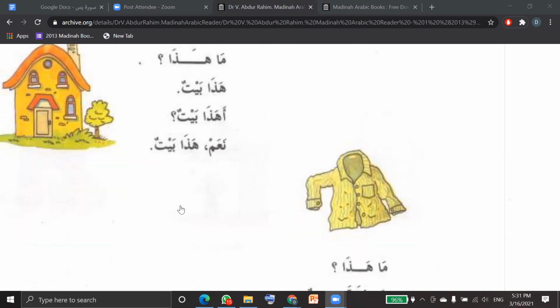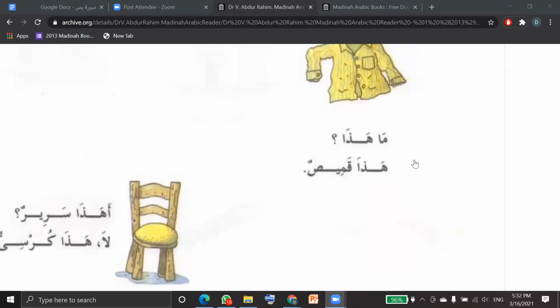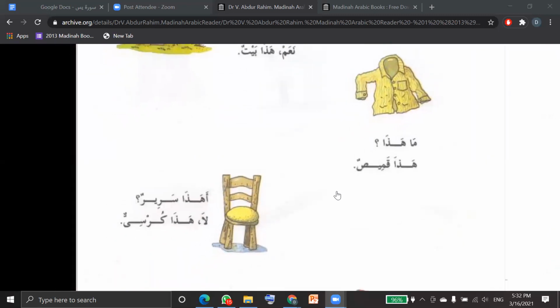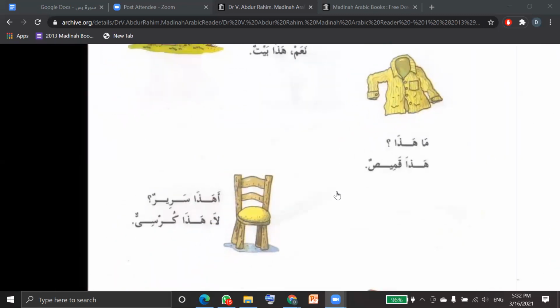Okay. Ma haza, what is this? هذا قميص. This is a shirt. Excellent. So see how simple this is? Alhamdulillah. Okay. هذا سرير.